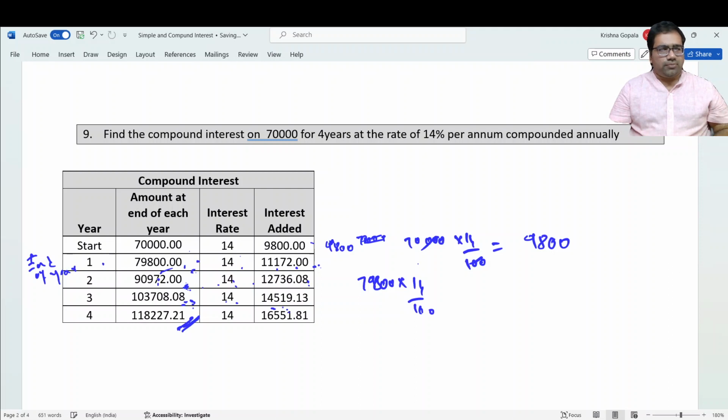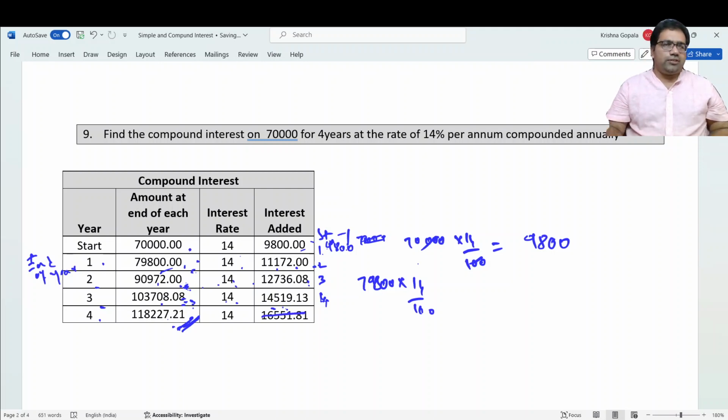At the end of the first year, what is the amount? End of the second year, what is the amount? End of the third year, what is the amount? End of the fourth year, what is the amount? During the first year, this is the interest that is accrued. Then during the second year, this is the interest. During the third year, this is the interest. During the fourth year, that means between the third year end and the fourth year end, this is the interest. So this plus one will become this.